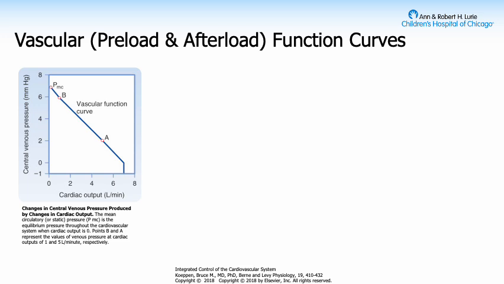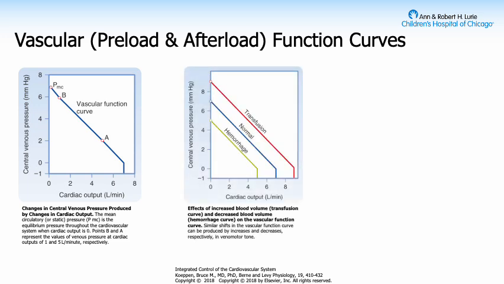In order to do so, we look at something called a vascular function curve, which is CVP in the y-axis and cardiac output in the x-axis. And we'll see that as cardiac output increases and the heart is better able to handle that intravascular volume, central venous pressure goes down. Now we see that in a state of hemorrhage where there is less intravascular volume, there is lower central venous pressure and lower cardiac output. The curve is shifted to the left. With transfusion, the curve is shifted to the right with higher CVP and higher cardiac output. And that is how preload affects the vascular function curve.